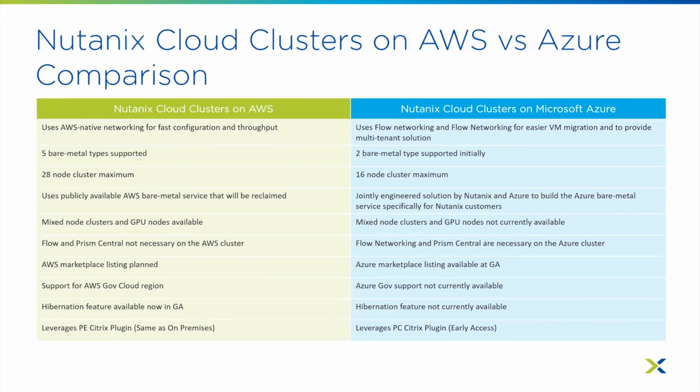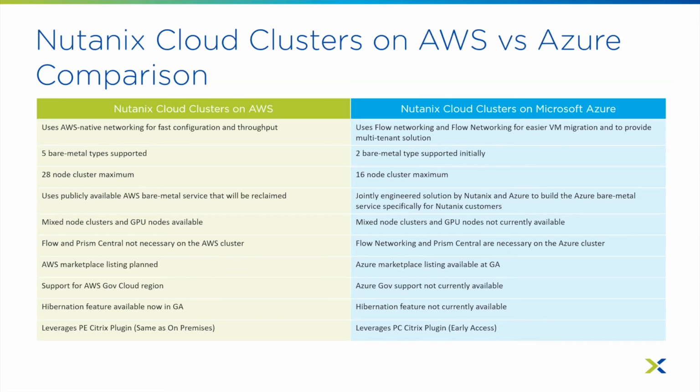GPU is a big one here. We do have GPU nodes today in AWS. We don't have GPU nodes in Azure today. Marketplace is Azure, Gov region is AWS right now, and hibernation is AWS.